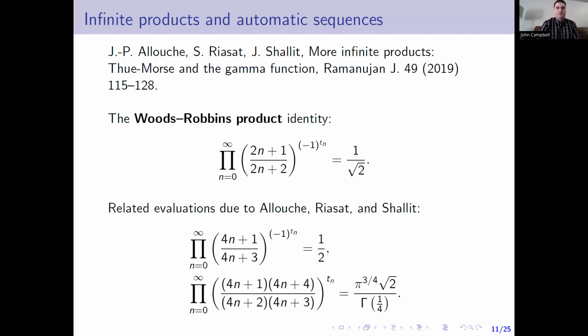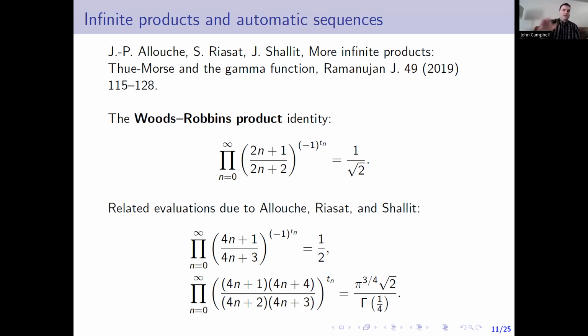So one of the main sources of inspiration for me in relation to my discoveries concerning the period doubling sequence is given by an article in the Ramanujan journal by Alush, Riazat, and Shalit that introduced evaluations for infinite products that are closely related to my discoveries involving the period doubling sequence. So I just want to go over some background material concerning this contribution to the Ramanujan journal.